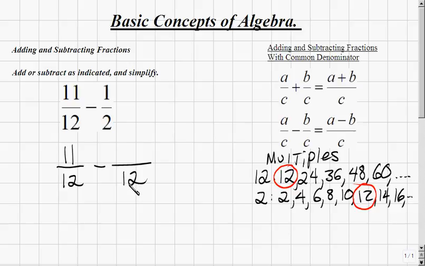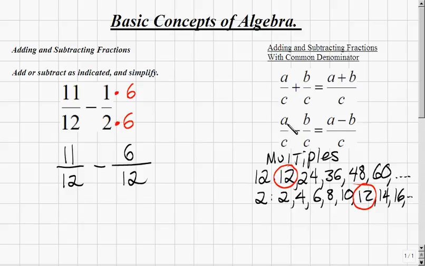2 multiplied by what would give us 12? Well, that what would be 6. And since we're multiplying the bottom of a fraction by 6, we'll also multiply the top by 6. So 1 times 6 becomes 6. 1/2 has an equivalent fraction of 6/12. We now see that we have a common denominator of 12.